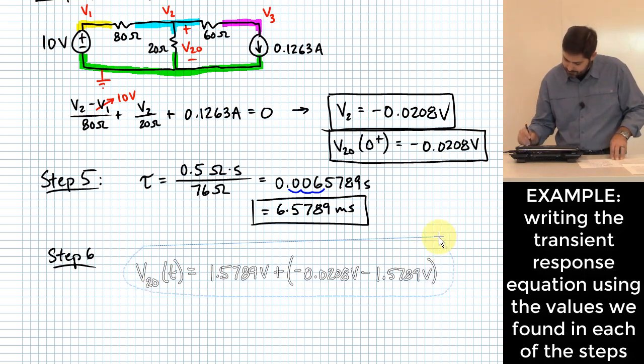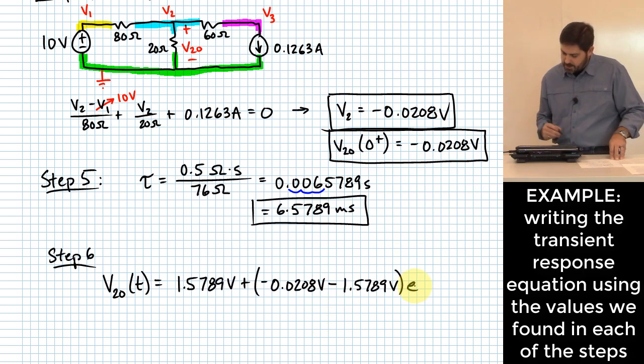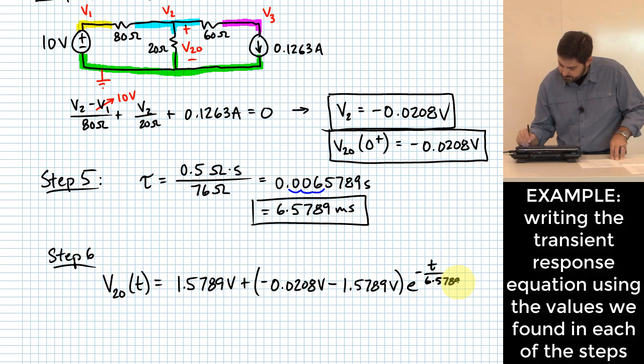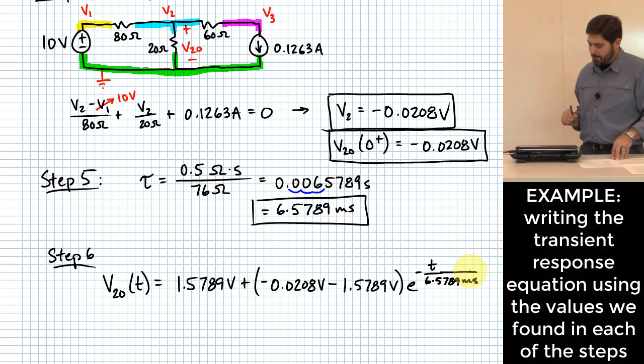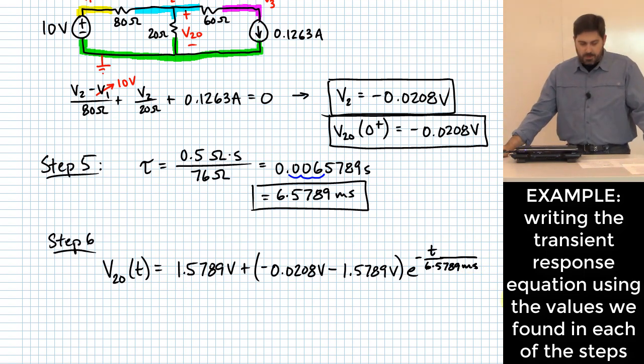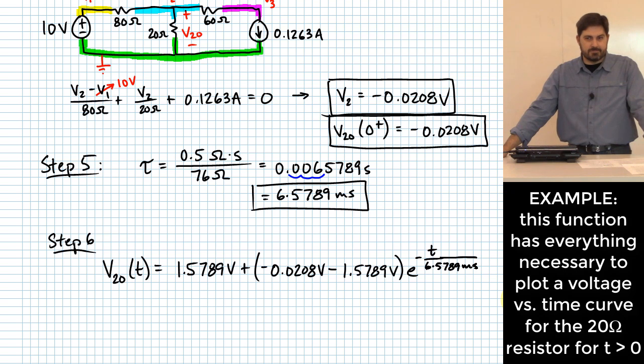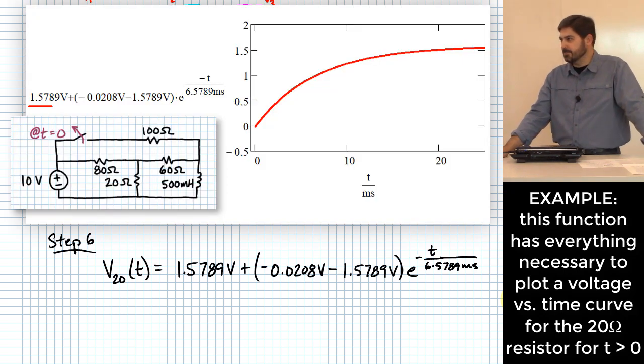Then what? E to the minus t over 6.5789 milliseconds. What do you think about that? Could you plot that if you needed to? Yeah, everything you need is right there. You could plot and see what this voltage did as a function of time for time greater than 0.